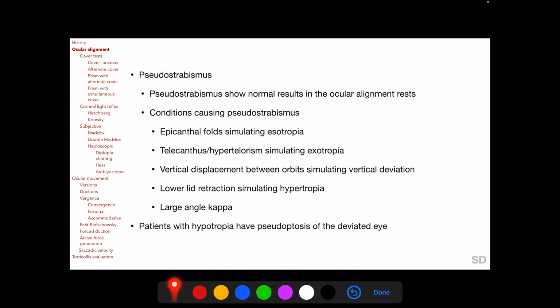We will be discussing angle kappa when we discuss corneal light reflex tests. We can note here that patients with hypotropia, or downward deviation of the eyes, usually have an associated pseudoptosis, or false drooping of the upper eyelid in the deviated eye.